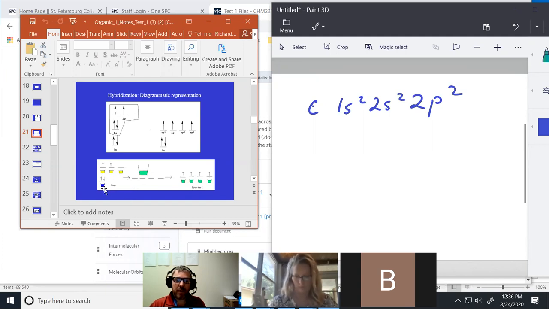So think of it this way. We've got 1 blue and 3 yellows. If we combine them all together, what we'll get is something green. Yellow plus blue equals green. So then what we can do is take those electrons and combine them each here.